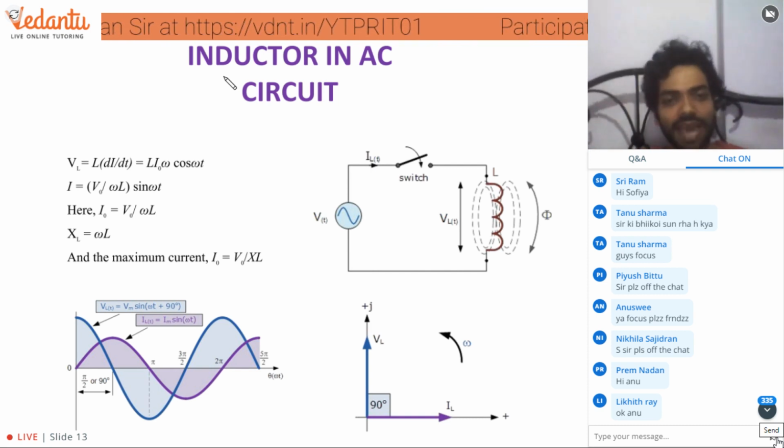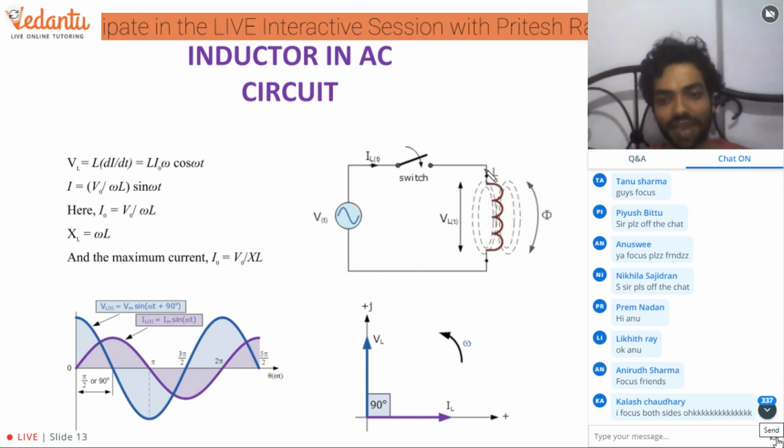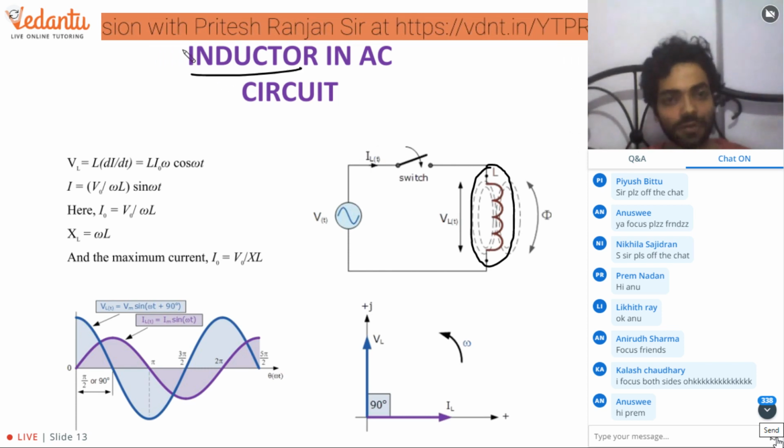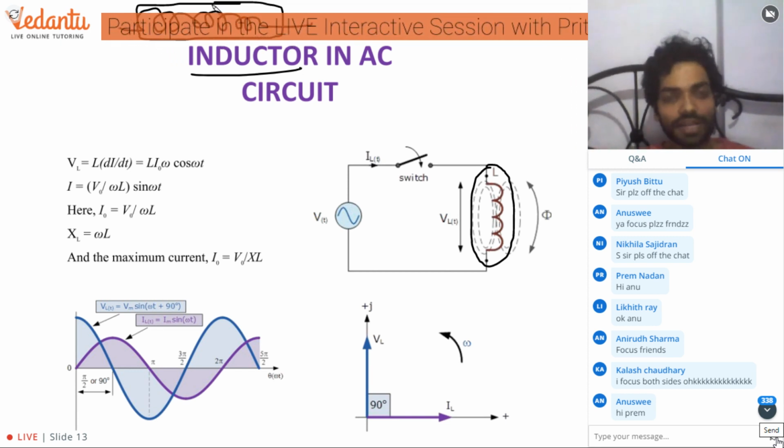Okay guys, similarly, as we had the capacitor in the circuit connected to the AC source, in the same manner we have another electrical component, that is inductor. You can observe that it is represented in a coiled manner. It's also something like a choke coil. So here magnetic energy is stored in the inductor, and these are the equations that you have for the inductor.